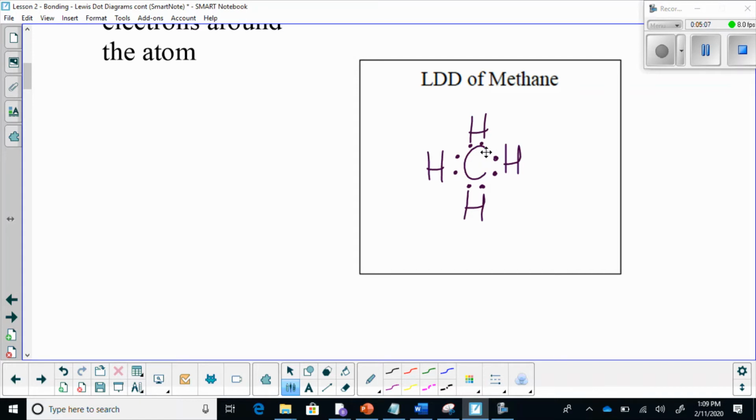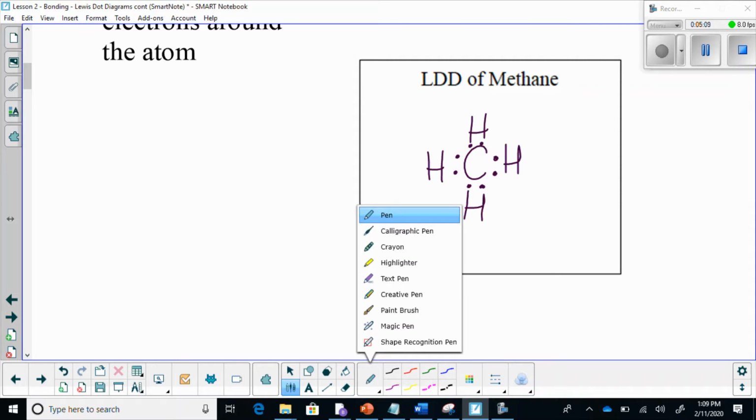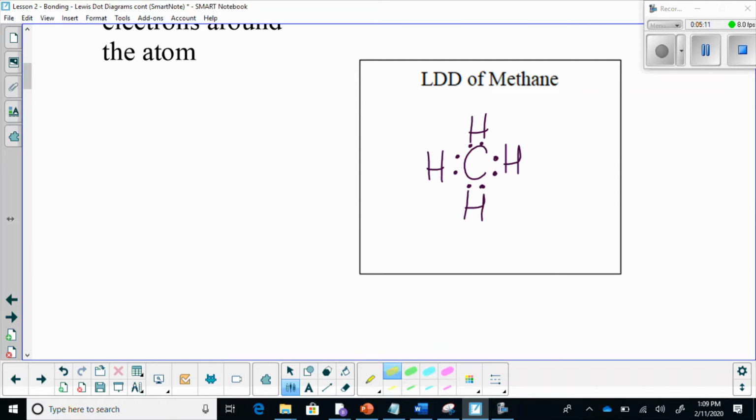So if we notice here, carbon has 8 electrons around it, and hydrogen has 2 electrons around. Notice how these electrons are being shared. Notice how everybody is still happy. You have 8 around carbon and 2 around hydrogen.